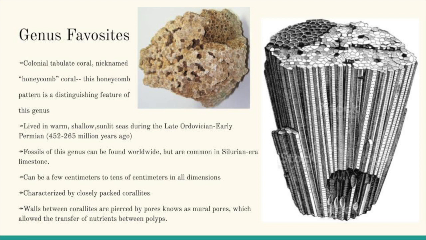This genus of tabulate coral is characterized by the closely packed corallites, each of which housed an individual coral, quote-unquote, animal, known as a polyp. If you look at the drawing to the left, you'll notice dots along the corallite walls, which are known as mural pores. These mural pores allowed for the transfer of nutrients between polyps.